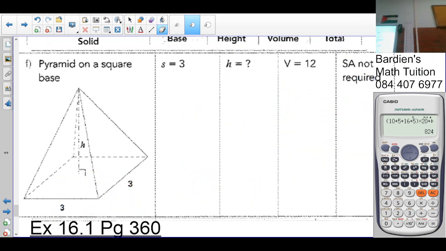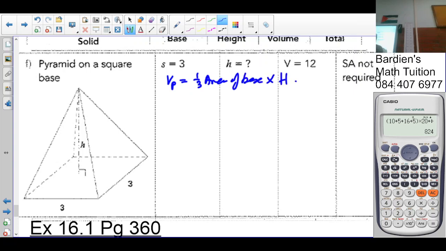Okay, let's look at the next one. We give you this, the length of the sides is 3, the perpendicular height is unknown, the volume is 12. How do you calculate the volume of a pyramid? Volume of the pyramid is going to be a third times the area of base times the perpendicular height of this object, or the depth of the object.